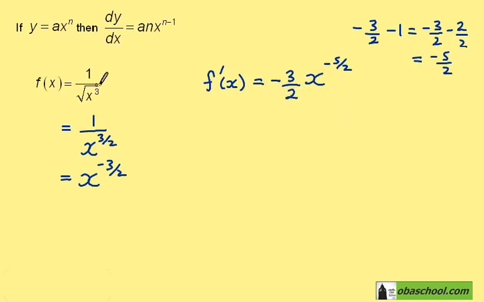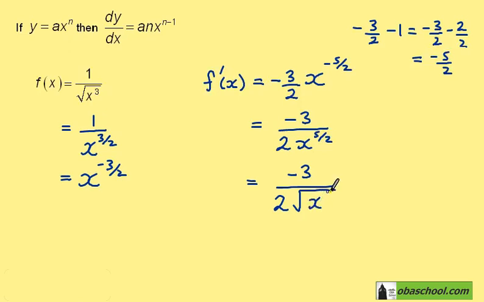This is now differentiated, but we could manipulate it to get it into this form. The minus 3 would stay on top, the 2 would stay on the bottom, and the x to the minus 5 over 2 can be moved to the bottom as x to the 5 over 2. So we have the minus 3 on the top, the 2 on the bottom. This 2 means we're taking a square root of x to the power 5.